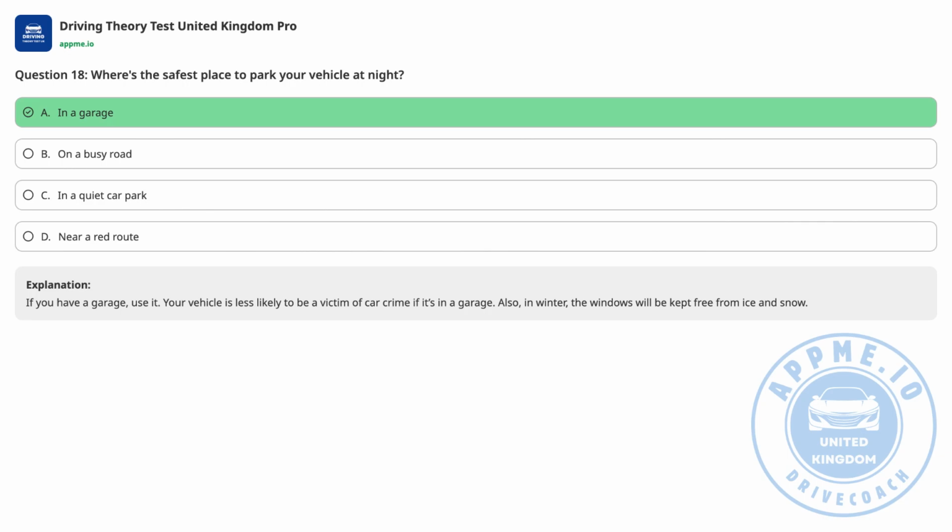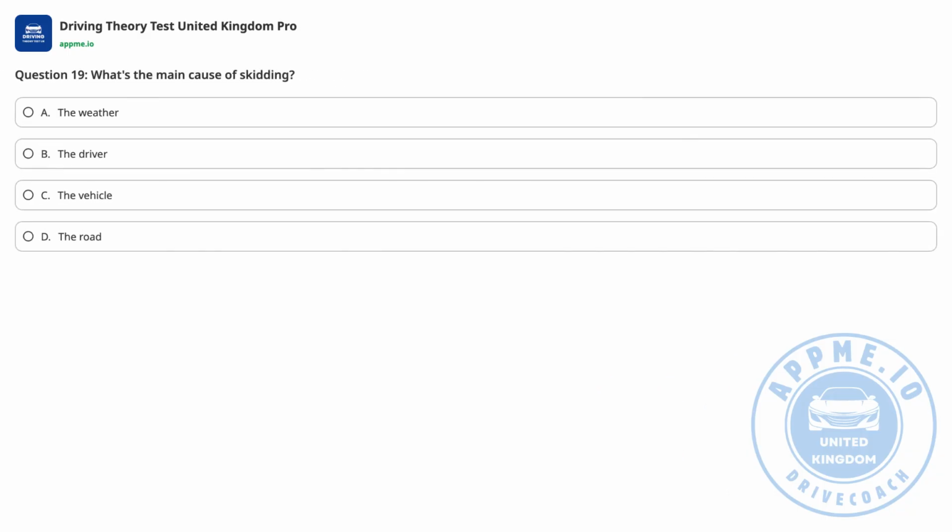The correct answer is A. Question 19. What's the main cause of skidding? A. The weather. B. The driver. C. The vehicle. D. The road.